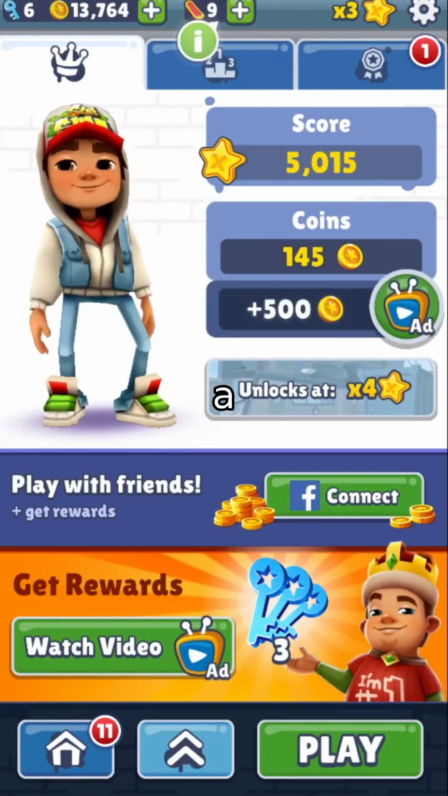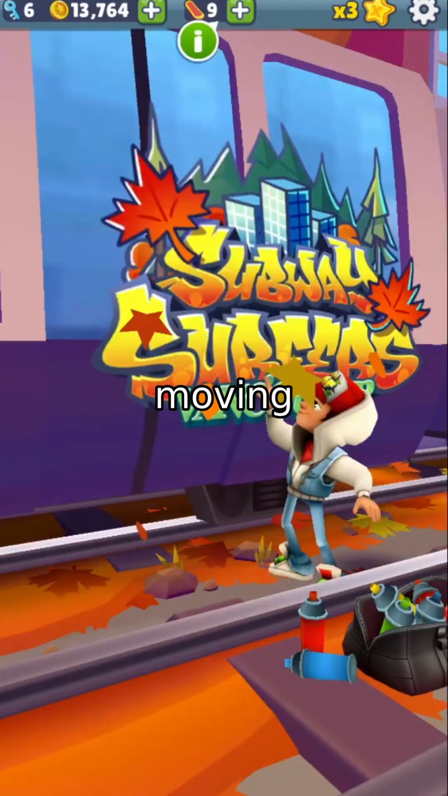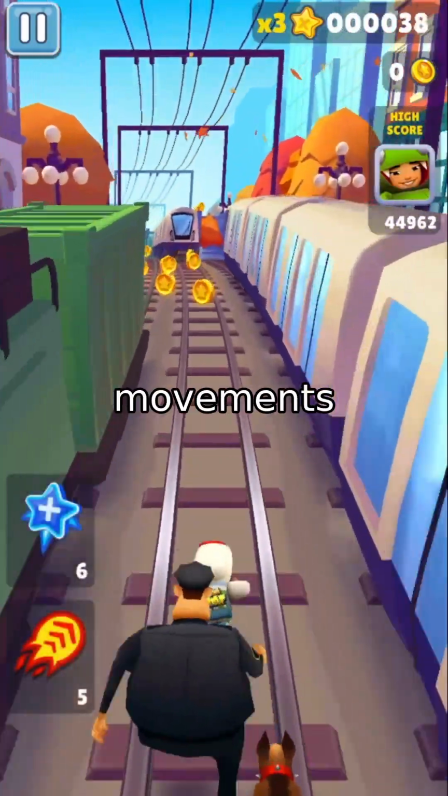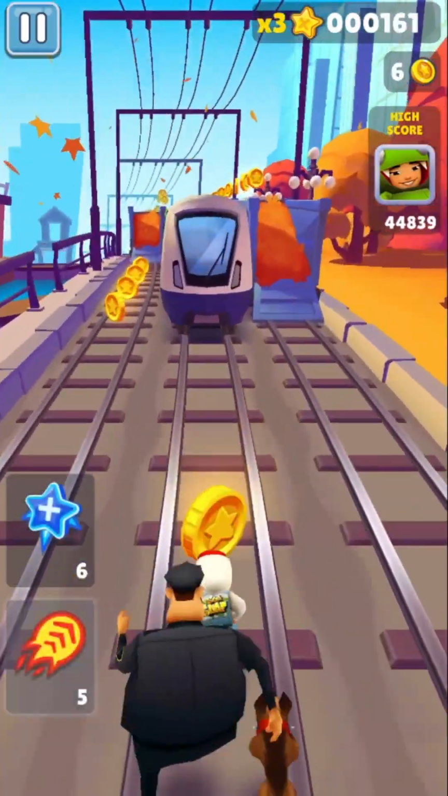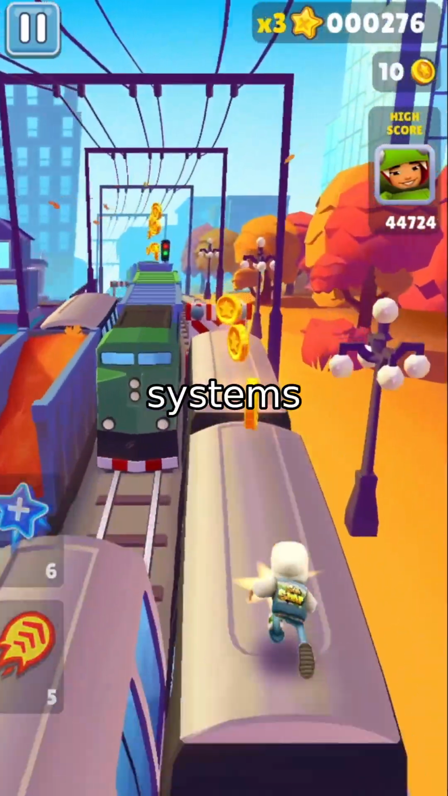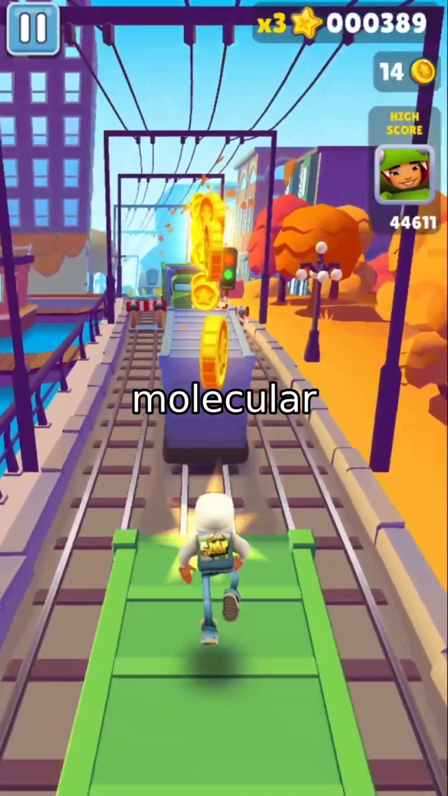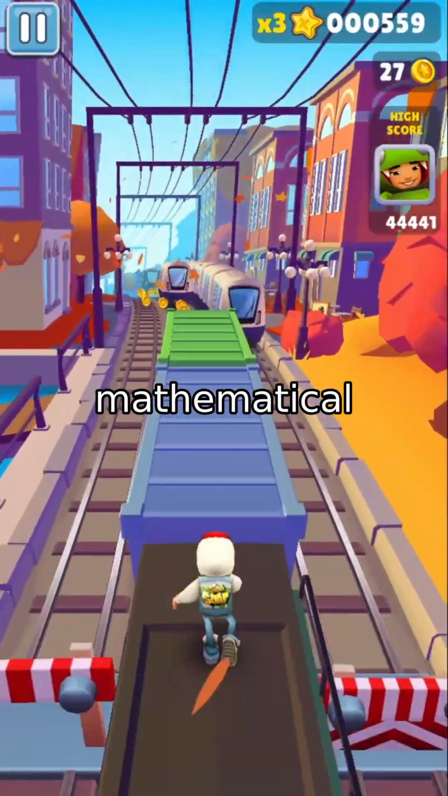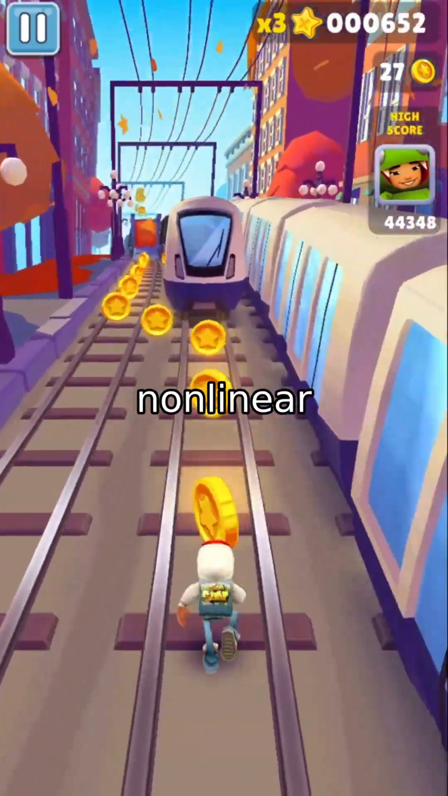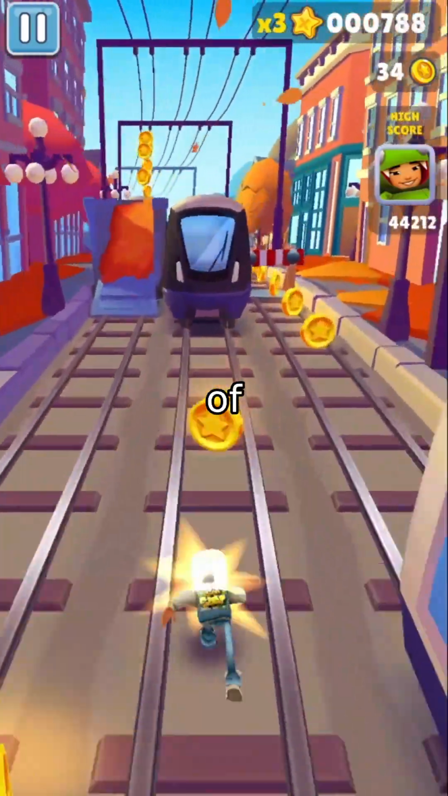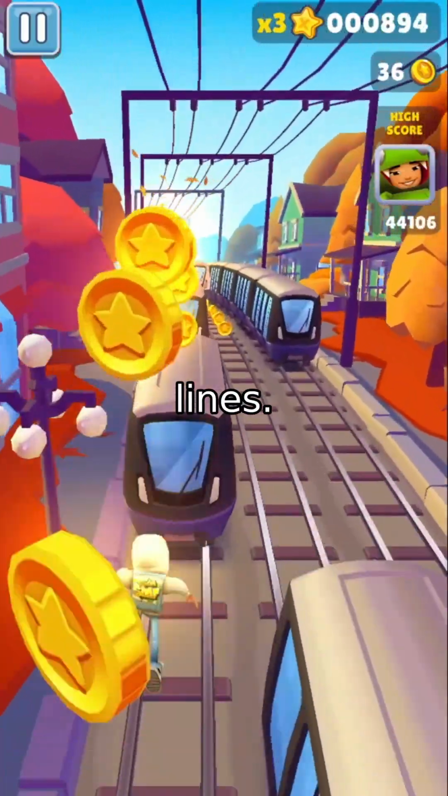Imagine you're watching a crowd at a concert. Individually, everyone's moving in different directions, but if you could map their movements over time, you might spot patterns. The Koopman operator does something similar for systems like weather, flight paths, or even molecular interactions. It's a mathematical magic trick that transforms complicated nonlinear behaviors into linear ones. Think of it as turning a tangled mess of ropes into straight lines.